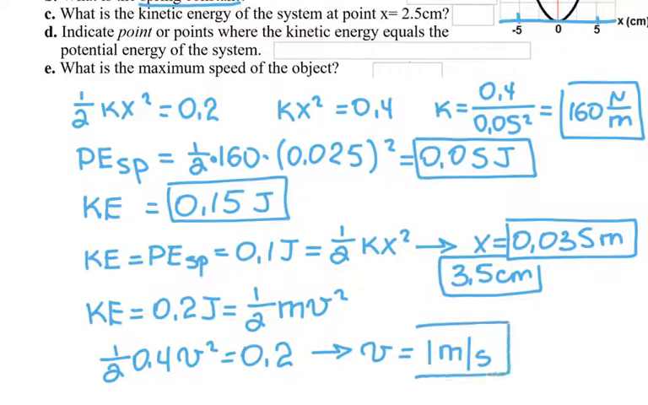So the maximum velocity will be when the potential energy of the spring is equal to 0 joules. That's when the kinetic energy is maximum, and the velocity is going to be 1 meter per second.